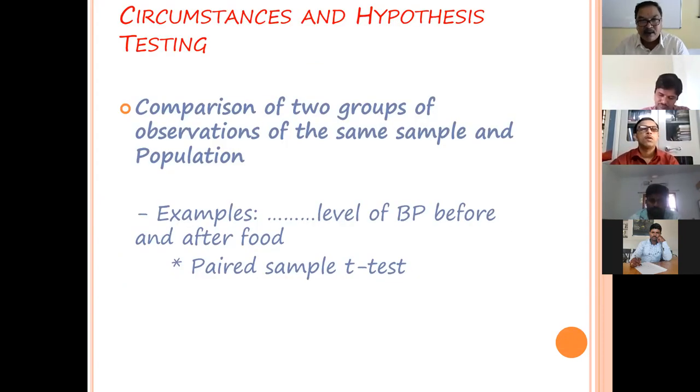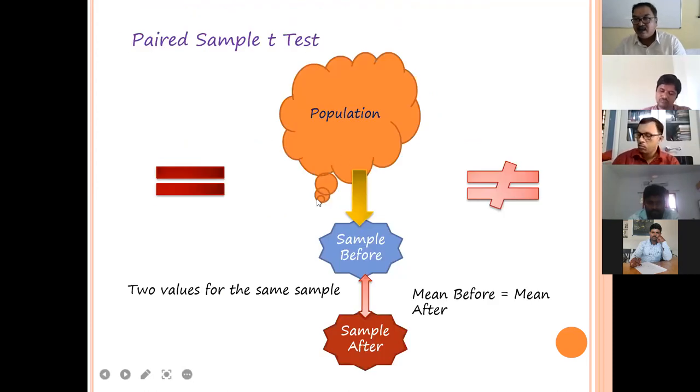Let me go to the next one. It is the comparison of two groups of the same observations of the same sample and population, for example the level of BP before and after. Whenever you have a before and after situation, you have to conduct a paired sample t-test. Before food, you have taken some samples. After food, you have taken samples from the same population, the same sample. So there are two values for the same sample observations.